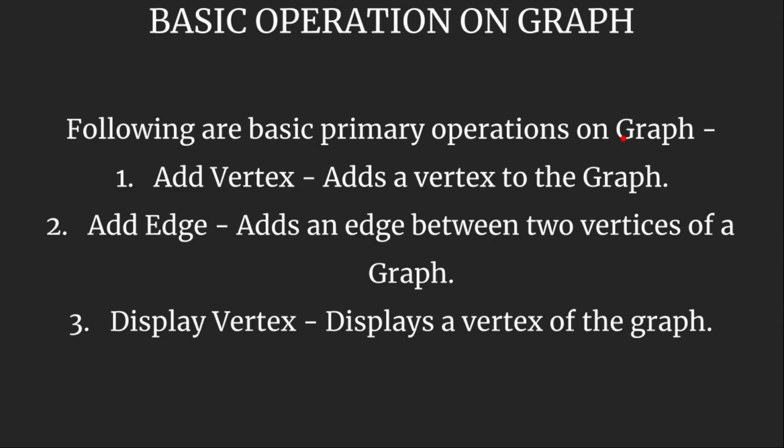Next, we will be knowing about the basic operations that we can perform on a graph. The very basic and primary operations are, first, add a vertex, which adds a vertex to the graph. Next, adding an edge between two vertices of a graph. And lastly, displaying the vertices of a graph.